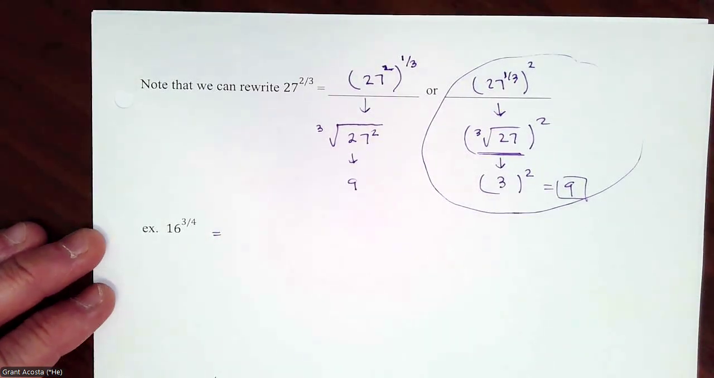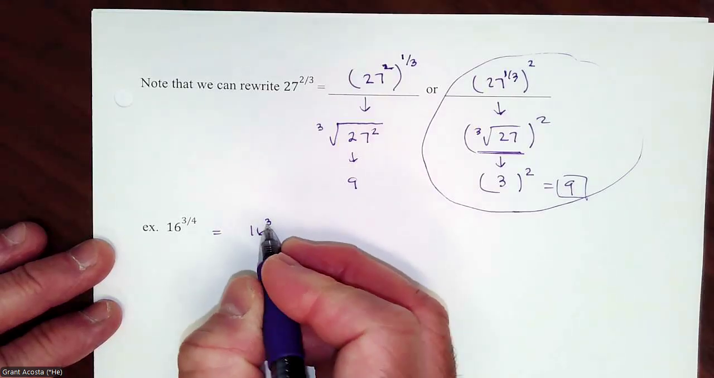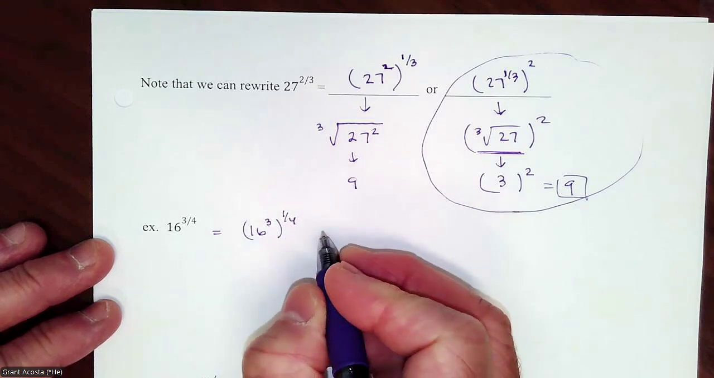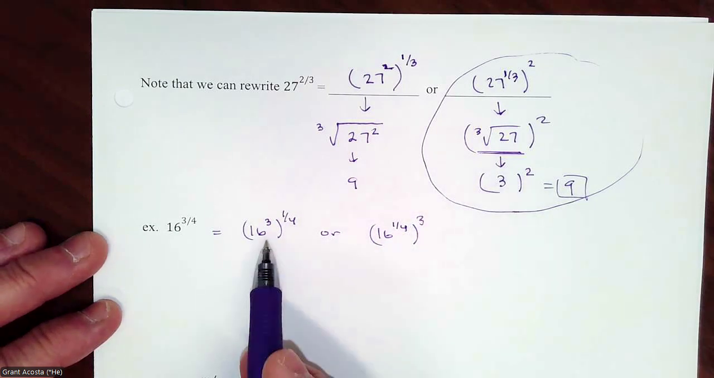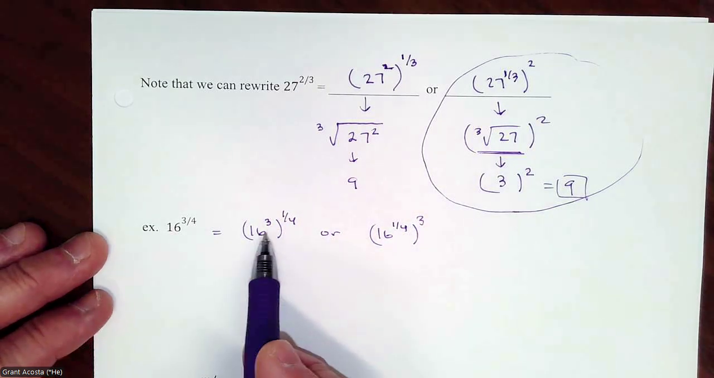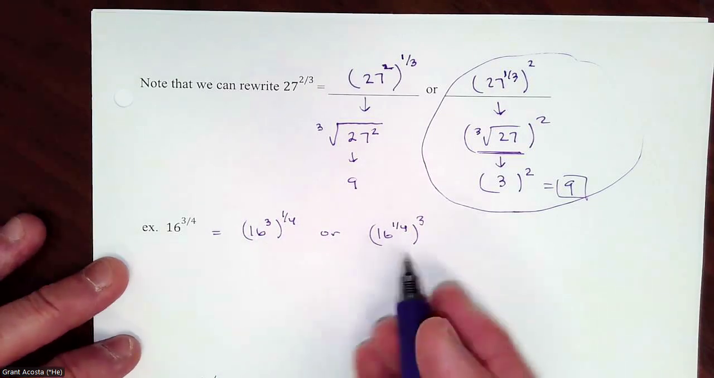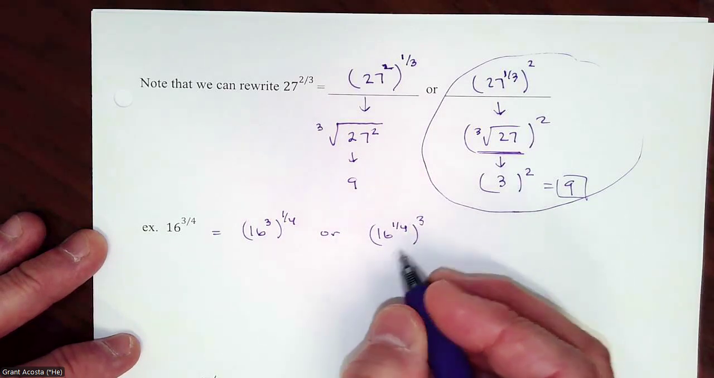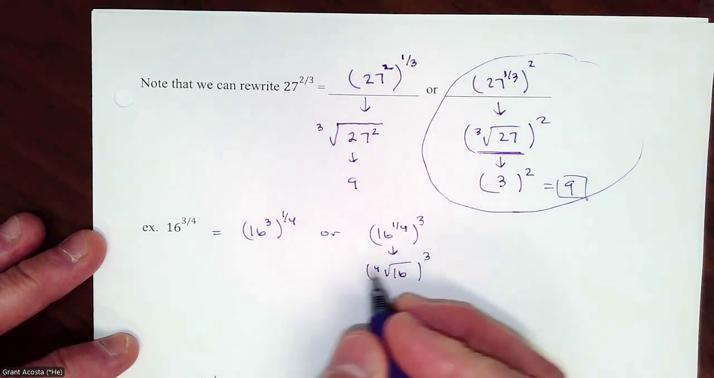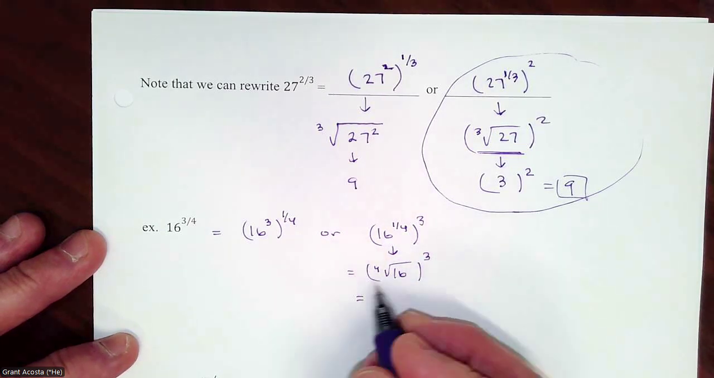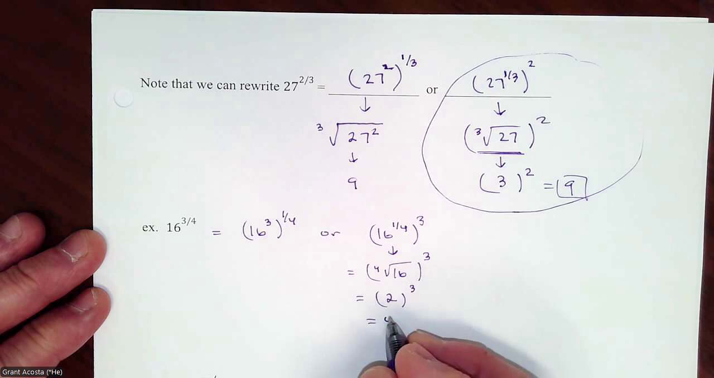So another one, if I did 16 to the 3/4, again, I could write that as 16 cubed to the 1/4, or I could write that as 16 to the 1/4 cubed. And just like the last one, if I did it this way, I'd have to figure out what 16 cubed is and then take the 4th root of it. So it would work, it's just this is going to be easier. So this means take the 4th root of 16 and then cube the answer. 4th root of 16, we just did that on the previous page, is 2. So then 2 cubed is 8.